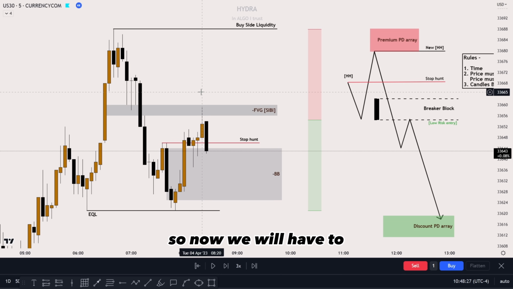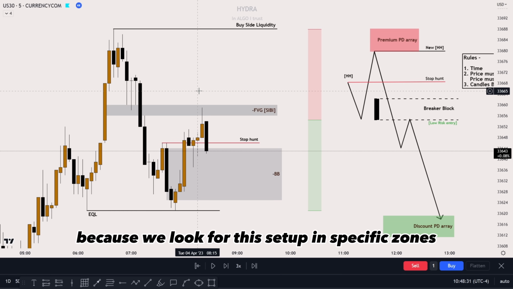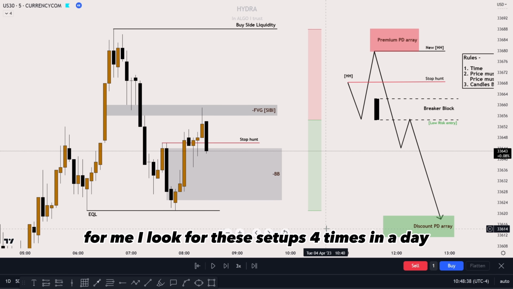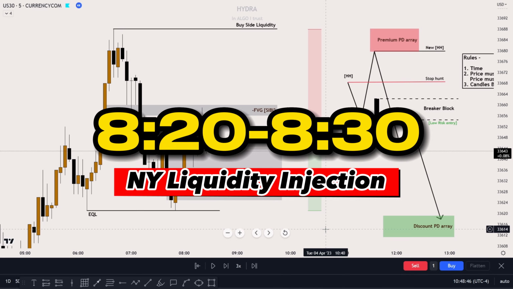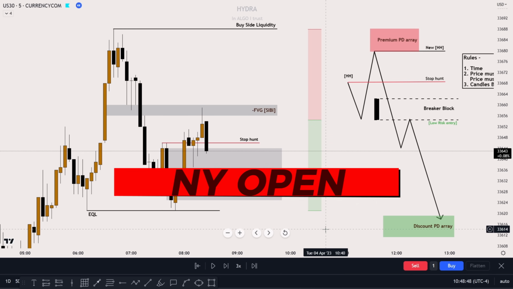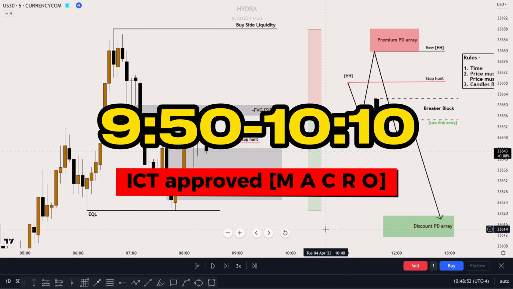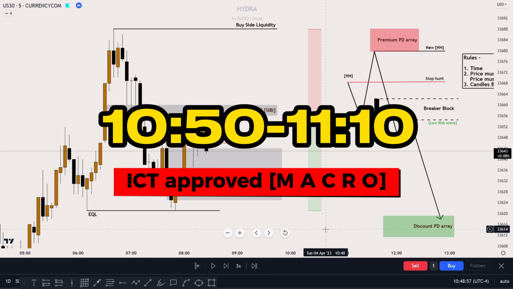So now we will have to look if price matches with our time, because we look for this setup in specific zones in specific times. For me, I look for these setups 4 times in a day. I only trade on AM session, AM New York session. So the first zone that starts, it's from 8:20 to 8:30. The second zone is from 9:20 to 9:30. The third zone is 9:50 to 10:10, and the fourth zone is 10:50 to 11:10.